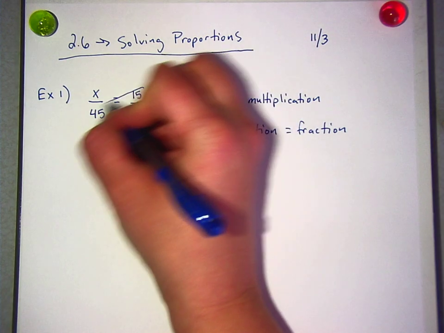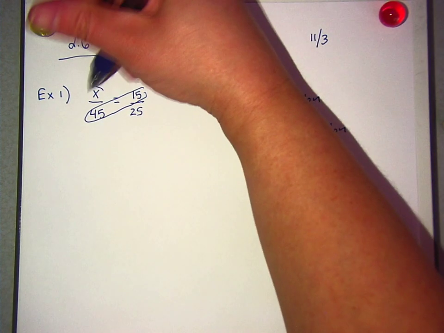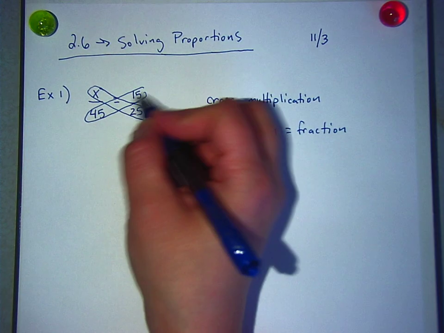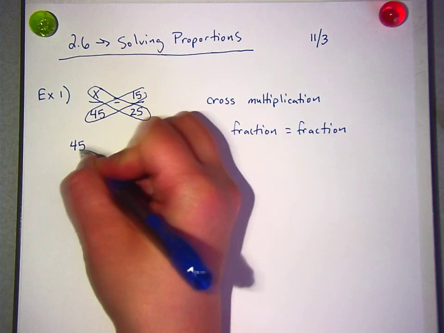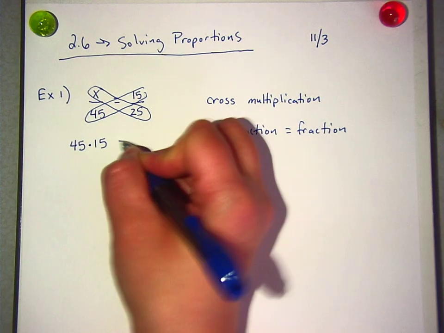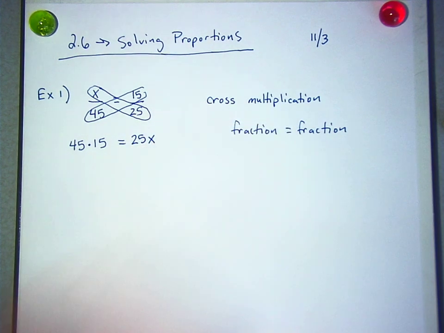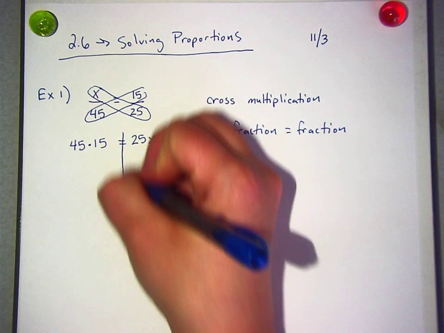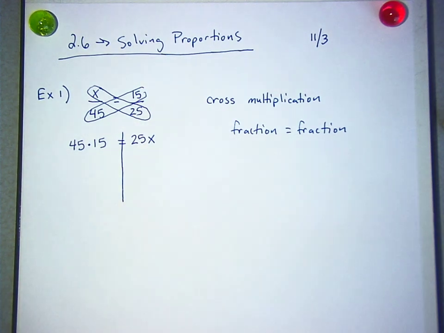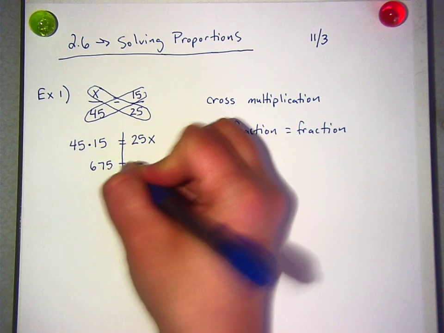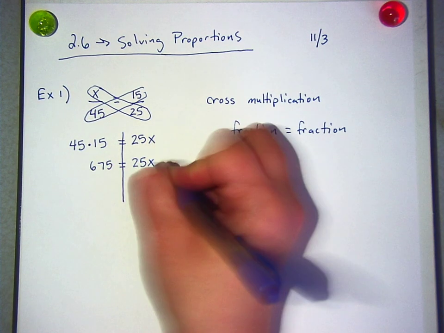So we're all gonna circle it like this and like this, like an X. That's the cross part. You're gonna multiply these two together on one side, 45 times 15. And on the other side, you're gonna multiply 25 times x, which is 25x. What's 45 times 15? 675, use your calculators. So now I've got 675 equals 25x.